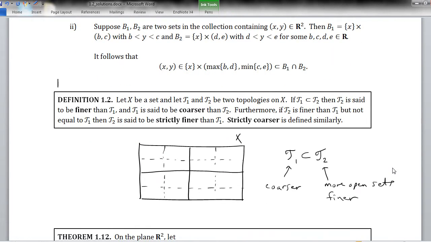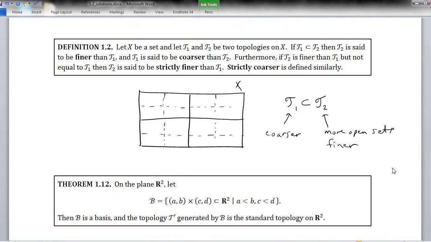Now what we want to do is compare it to the standard topology on R2. So in order to do that, let's fix some terminology. Definition 1.2. Let X be a set, and let T1 and T2 be two topologies on X. If T1 is a subset of T2, then T2 is said to be finer than T1, and T1 is said to be coarser than T2. Furthermore, if T2 is finer than T1 but not equal to T1, then T2 is said to be strictly finer than T1. Strictly coarser is defined similarly.